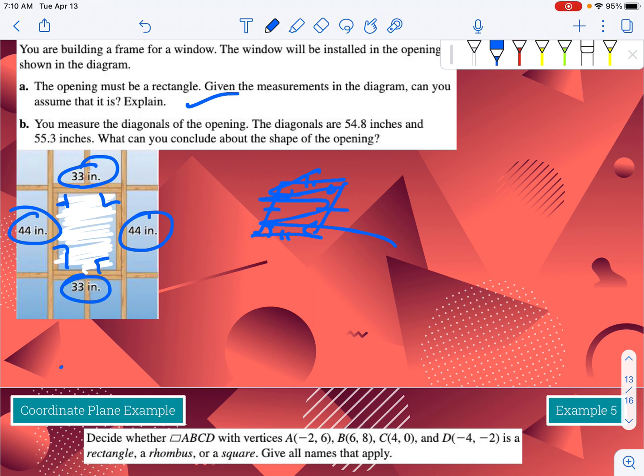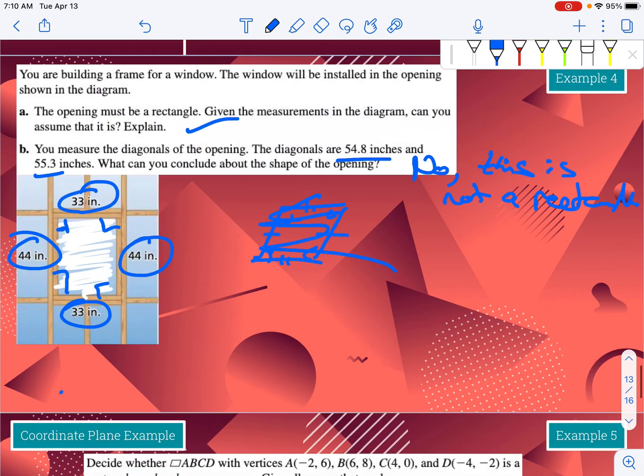What can you conclude about the opening of the shape? Well, now we can know the diagonals are different, right? That's the main thing. It doesn't matter if they're 0.5 off or whatever it is. The diagonals are different. So that means that we know for sure that no, this is not a rectangle, because that last theorem that we looked at said that the diagonals have to be congruent. So once we look at the diagonals, we know without a doubt that those are not the same. It's not a rectangle.